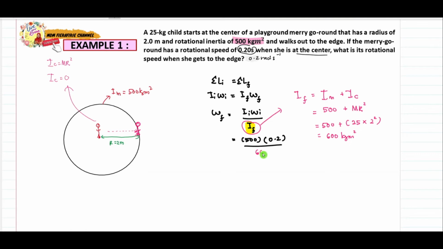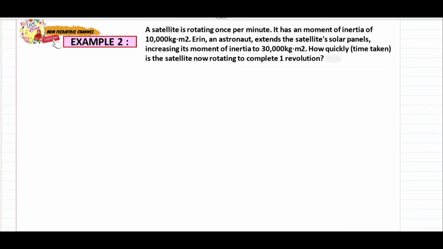Okay, so you can substitute here 600. And then after calculation, you will get the final rotational speed when she gets to the edge. So it is equal to 0.167 radian per second. Okay, so finish example number 1. So now example number 2.